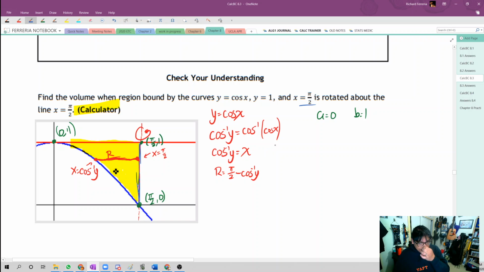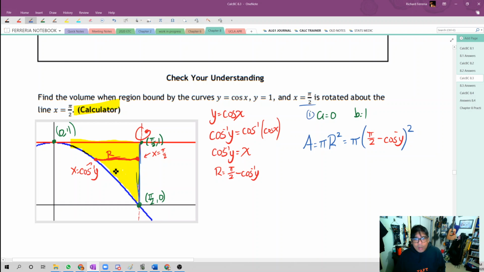Now that I have the corners, I've got the radius. The next thing is the area formula. The area formula is equal to pi r squared, which is pi multiplied by pi halves minus the inverse cosine of y, the whole thing squared. I've got the area formula done.